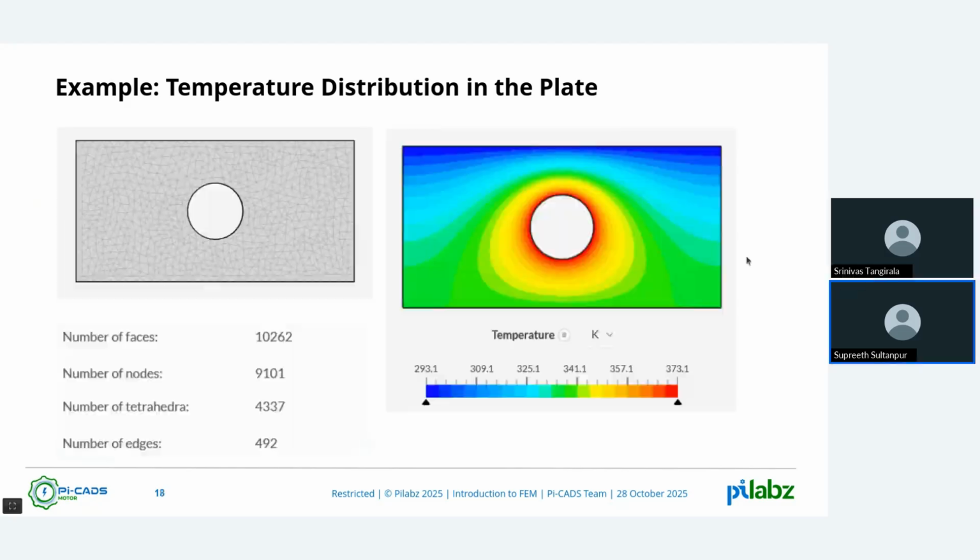Then you see the bottom end maintained at 323, and the hole is maintained at 373. If you think hard, you can guess that as you go from the top end towards the hole, the temperature gradually increases, which is what you see here.